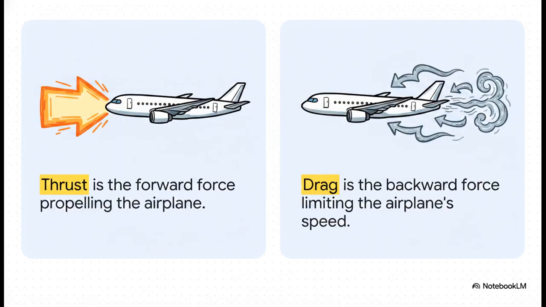Then we have the second battle, which is entirely horizontal, thrust versus drag. Thrust is your forward power. It's what literally propels the airplane through the air, driven directly by the amount of engine power the pilot uses. But opposing that thrust is our old friend, drag. Drag is a stubborn, backward, retarding force that actively limits the speed of the airplane. Basically, you can't get speed without fighting drag.